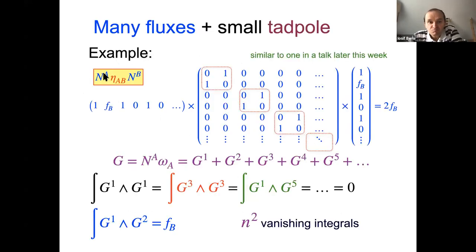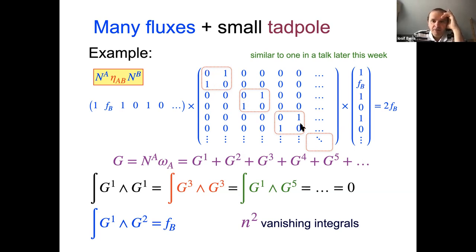How can I see that? Take some flux vector, which is going to be very similar to the one which is going to be presented in a talk later this week. This is an intersection matrix of some Calabi-Yau, and this is the kind of matrix which appears in this paper. So let's take some Calabi-Yau with an intersection matrix, and let's put flux only on the A cycles. You see, these are the A cycles, 1, 2, 3. So I'm putting flux on all the A cycles, and then putting flux on one of the B cycles, just this F_B.